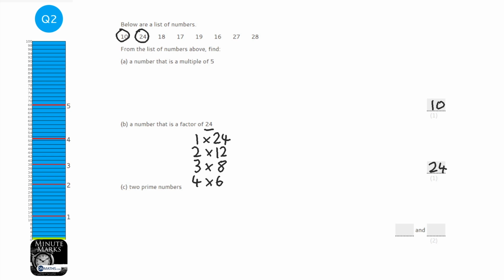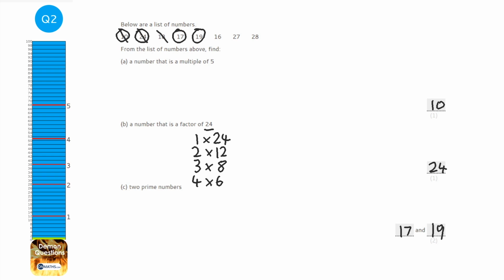Now, prime numbers only have 2 factors, 1 and themselves. If there's any more factors, it's not a prime number. So let's go through the list. 10 is in the 5 times table, which we identified in part A, so that's not a prime number. 24, well, we've listed out other factors of 24, so that's not it. 18 is 3 times 6, so that's not going to be it. 17, I don't think of any times tables that 17 is in, so I'm going to say 17 is a prime number, which it is. And 19, I can't think of any times tables 19 is in, so I think that's a prime number.